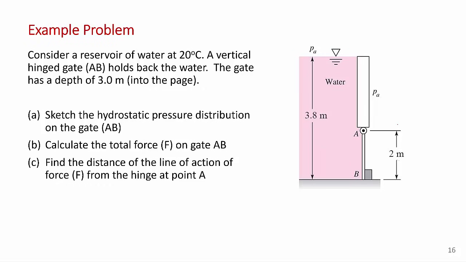So here what we're considering is a reservoir of water that's 3.8 meters deep. And we're trying to calculate the force on this gate AB, which is 2 meters in height. And it tells you in the problem that this gate goes into the page 3 meters, right? So it goes back into the page 3 meters. And so the question asks, A, sketch the hydrostatic pressure distribution on the gate, just on AB. That's a good idea. It's always a good idea to do that, get a physical sense of the problem. Then calculate the total force on gate AB, and then locate the line of action of that force relative to this upper hinge here at A.